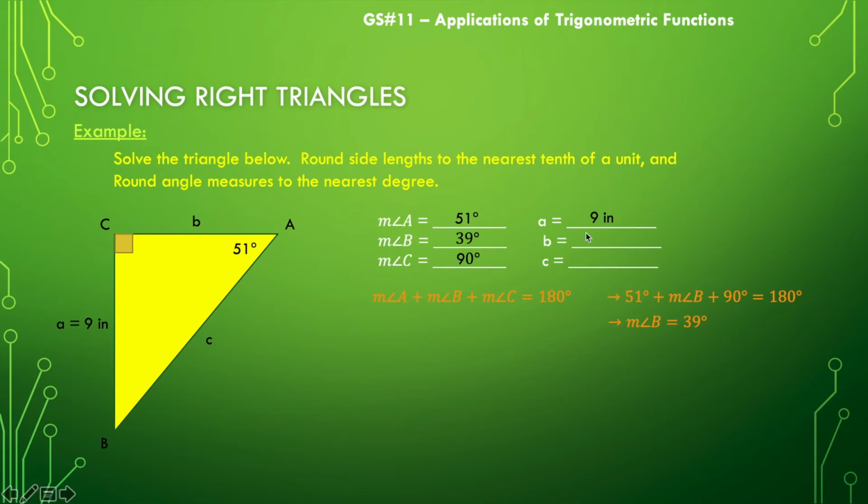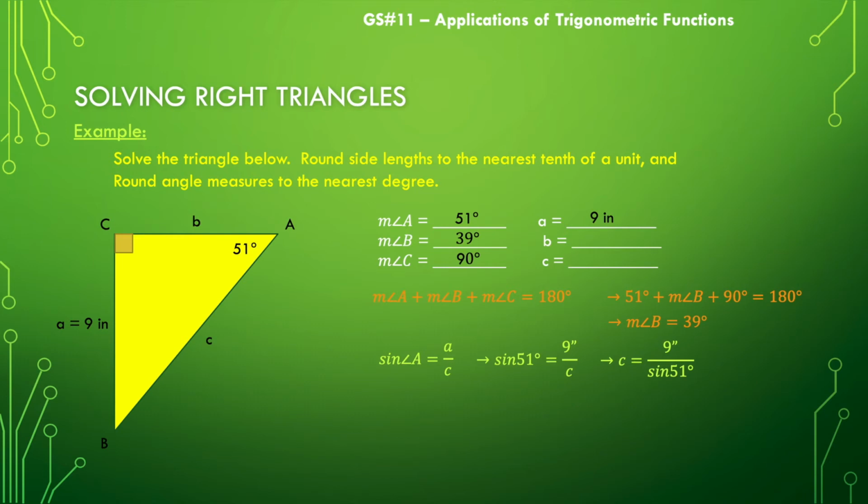If I know one of the side lengths and any of the acute angles, then I can use my right triangle trig. I have angle A, which is 51 degrees. Let's focus on the sine of angle A, which will be side a over side c, right? Opposite over hypotenuse. Let's fill in what we know there. The sine of angle A is the sine of 51 degrees, and little a is 9 inches. Now I've got this nice trig equation, and I can solve for c.